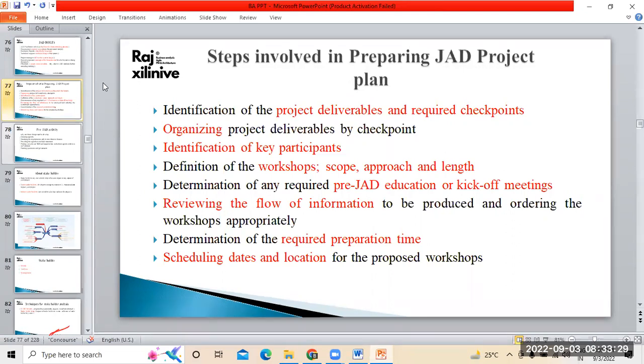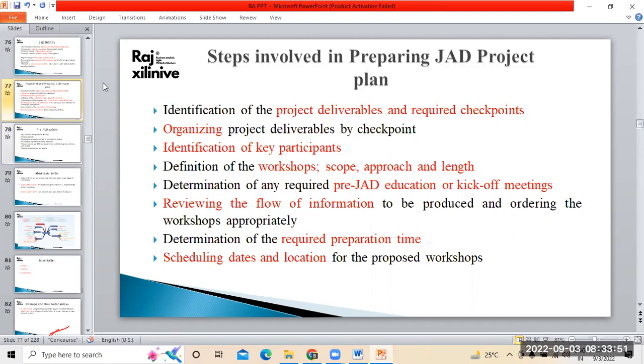So you need to identify the deliverables of the project. You need to organize those deliverables. You need to identify the key participants. You need to define the workshop scope, approach, followed by the length. At the same time, you need to conduct a pre-JAD education or kickoff meeting so that we will know what things are required.